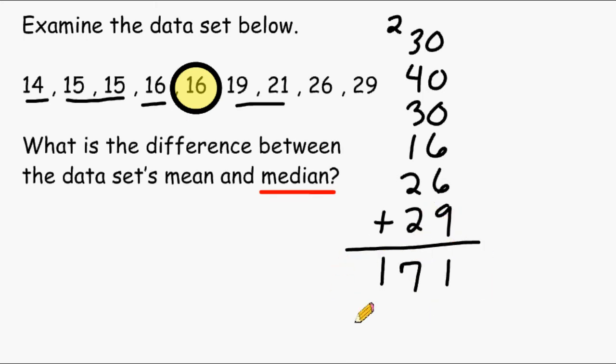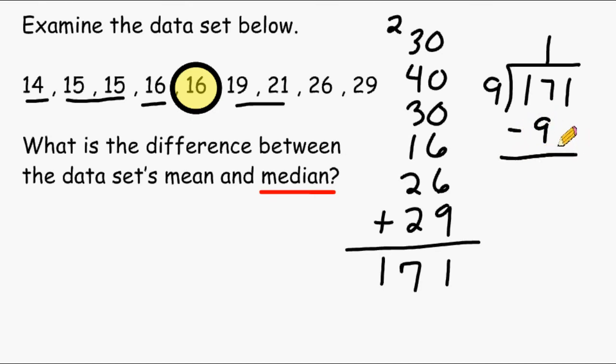Now what we got to do is take this total and divide it by 9. So we're going to take 171 and put that inside the division sign and write the 9 on the outside. Now 9 goes into 17 just one time. 2 groups is too big, so we can just divide it in 17 one time. One group of 9 is 9. And after subtracting 9 from 17, that leaves us with 8.